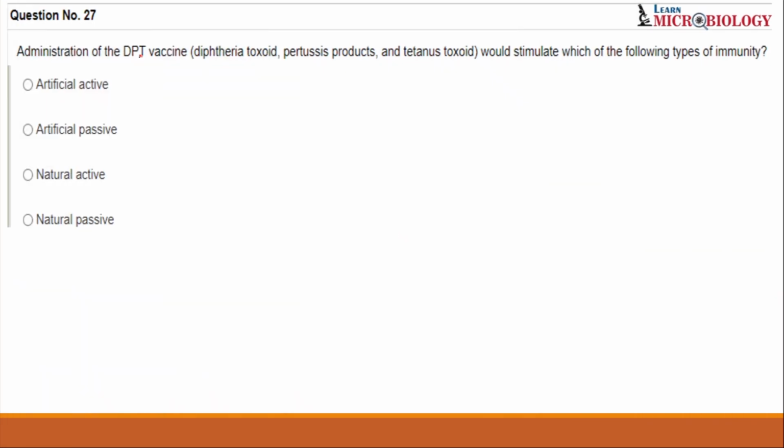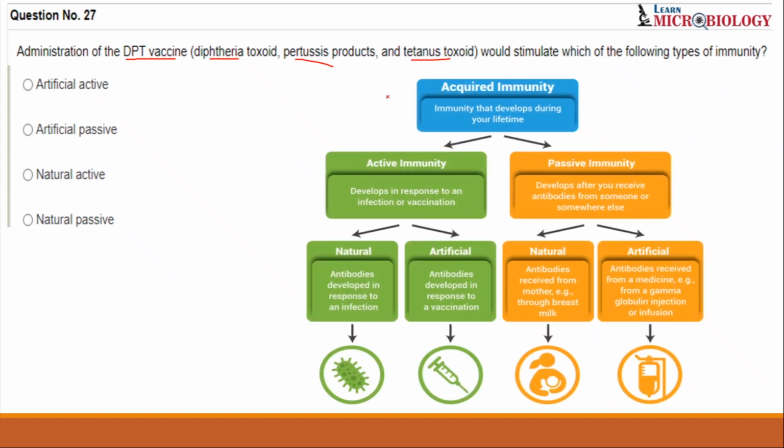Next question. Question number 27. Administration of DPT vaccine, diphtheria toxoid, pertussis product and tetanus toxoid would stimulate which of the following types of immunity? This is a very simple direct question. If you know the different types of immunity, you can answer it directly.